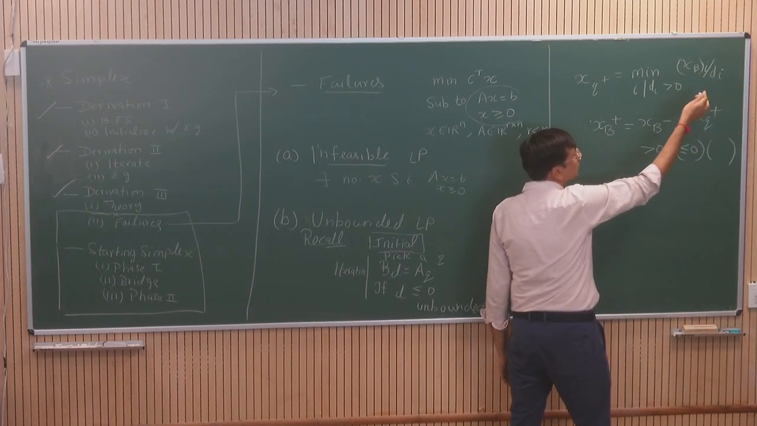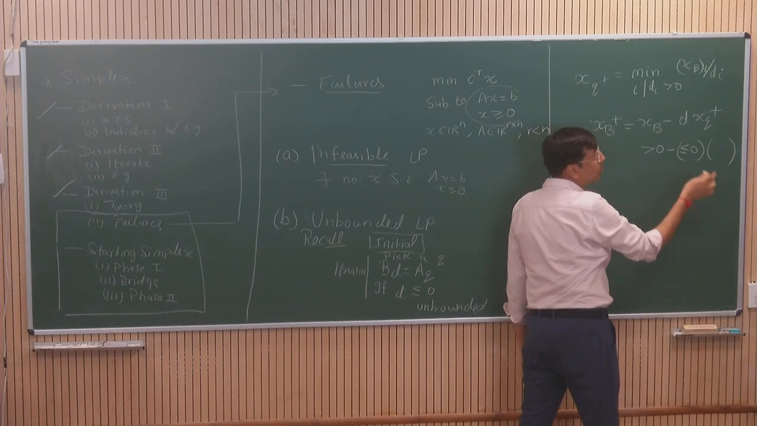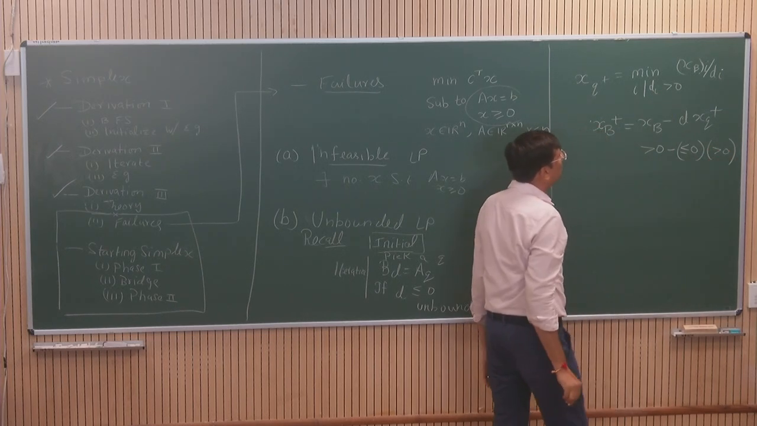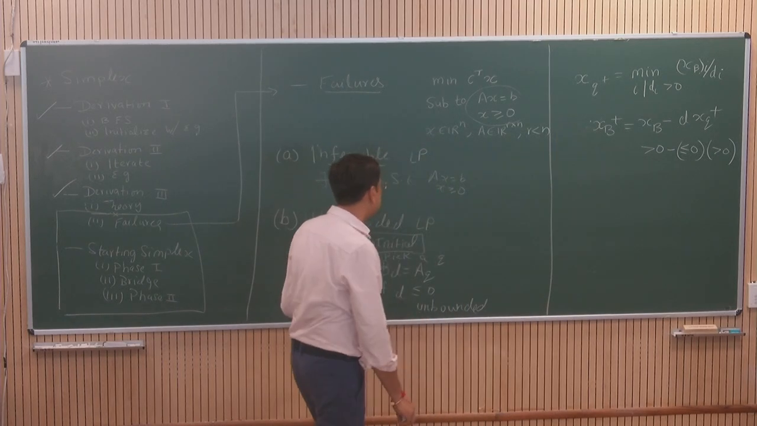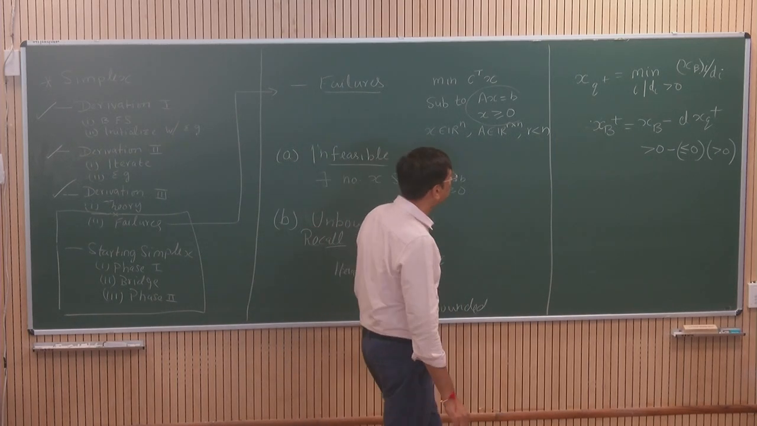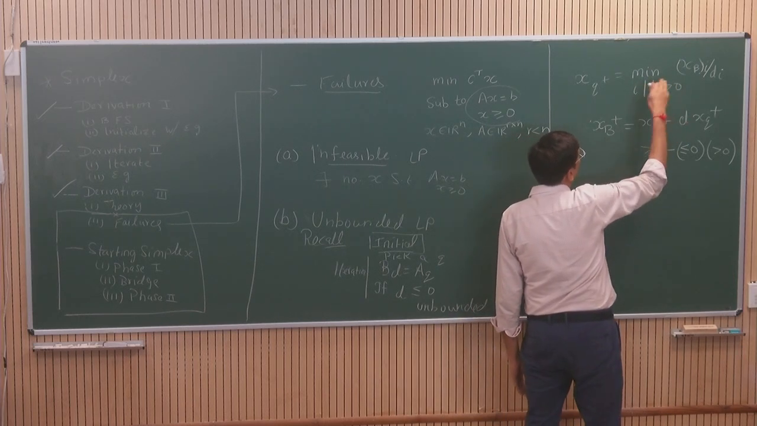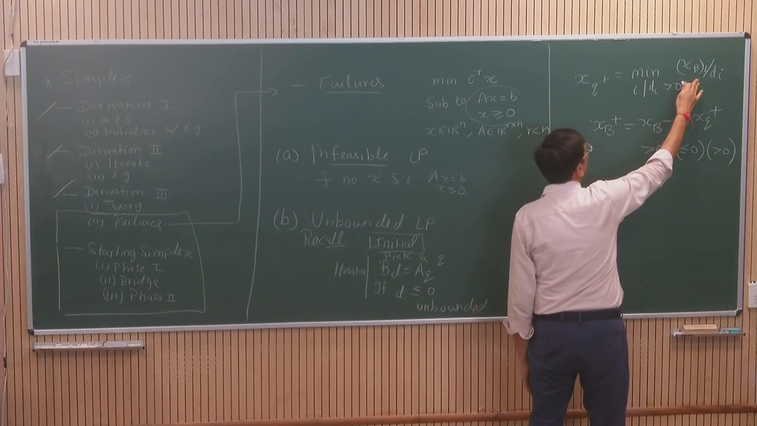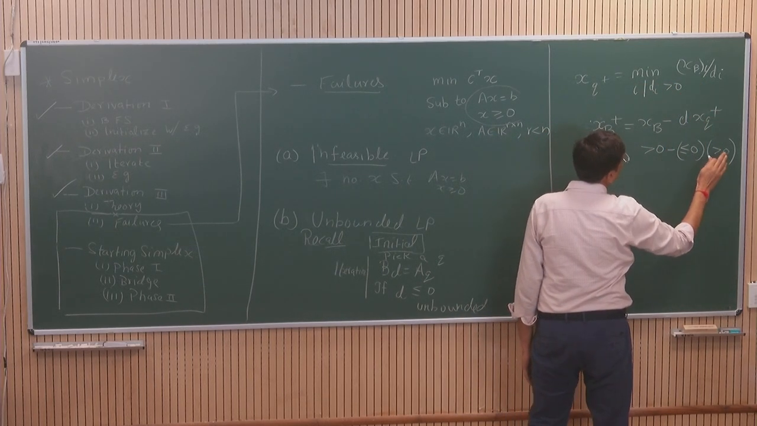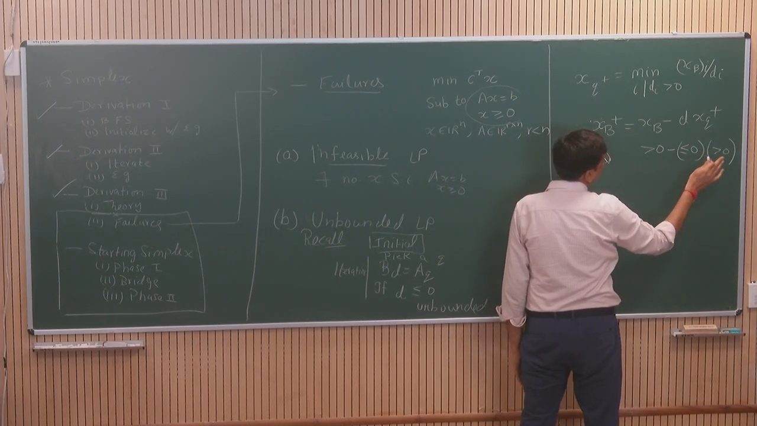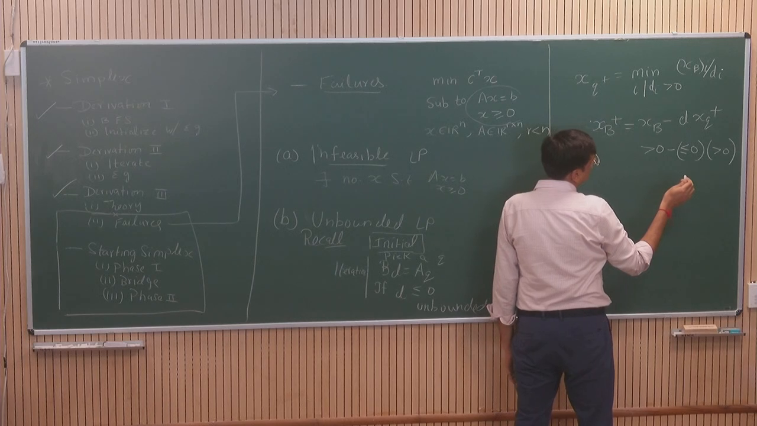All XBI's are greater than 0, DI is greater than 0 because those are the DI's you're picking. So this is greater than 0. But now you're saying that maybe there is no DI, because then you can't find DI greater than 0, you'll not be able to find this. But let's say for the sake of argument that you are able to find XQ plus which is greater than 0. So what will happen?